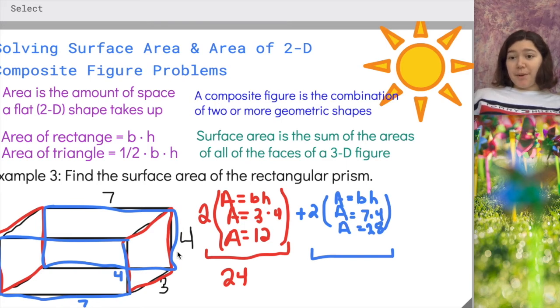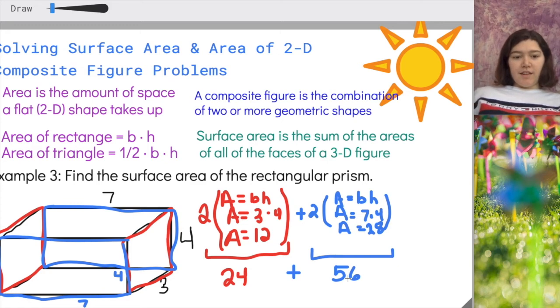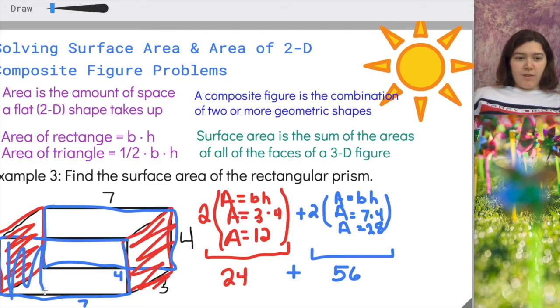And I have to multiply that by 2 then because there's 2 of them. So 28 times 2 is 56. So to get my total surface area, I'm going to add 24 plus 56. And then there's 2 other sides. So I already got this one and this one in red. We found this area in blue and this area in blue.